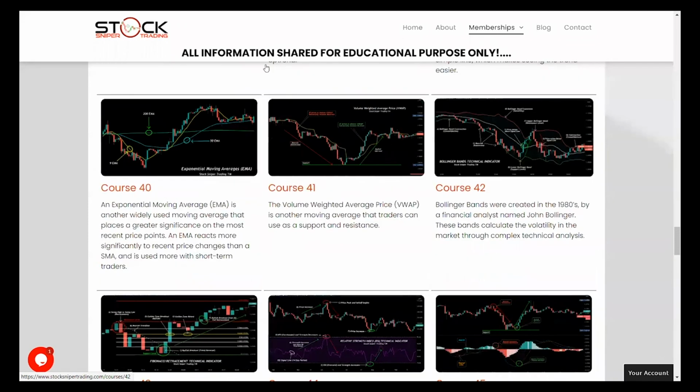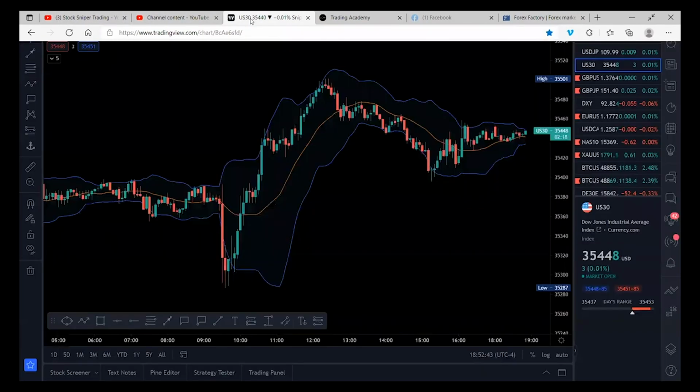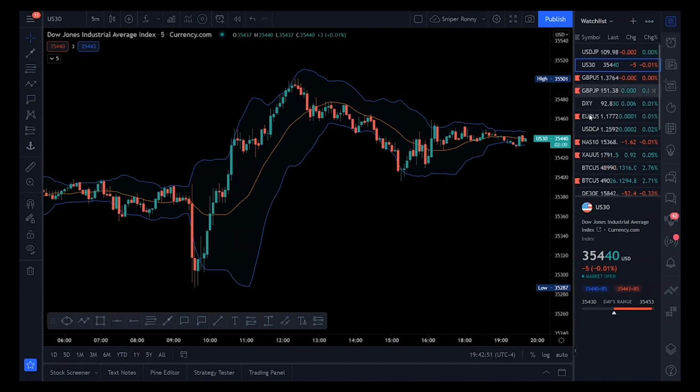Okay, you know what, guys? We're going to move to TradingView. I want to show you how this looks on TradingView before we run out of time, because I really want to show you how this looks live. Okay, so guys, if you aren't familiar with Bollinger Bands, I'll show you right up here where you can select them. Okay, so I'm on TradingView right now.